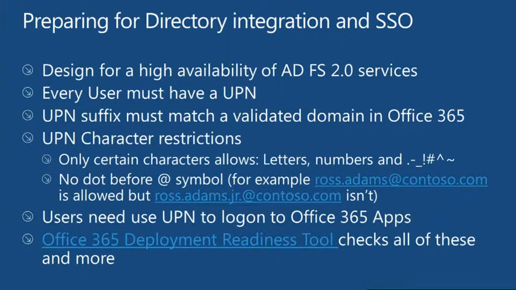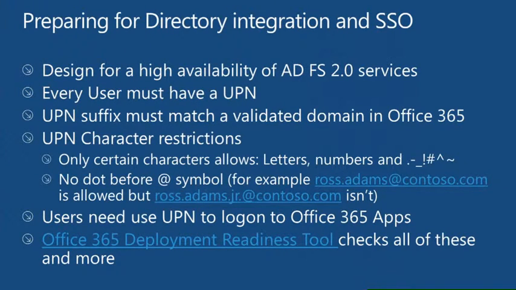So within that, there's a set of verified domains. So if you have a .local domain, you're going to have some issues. You're going to need to rename the UPN suffix. So that UPN suffix, user@contoso.com, needs to make sure it's something you can prove you own and is verified within Office 365.